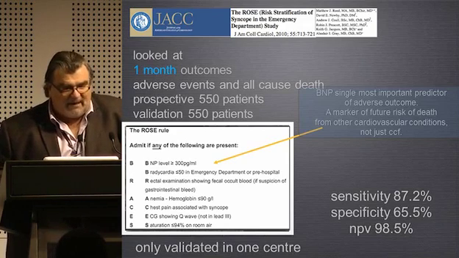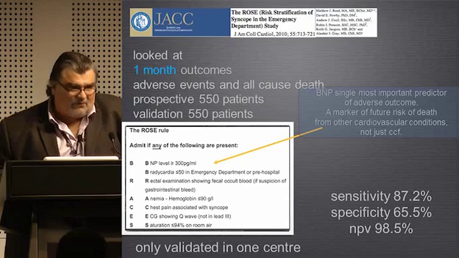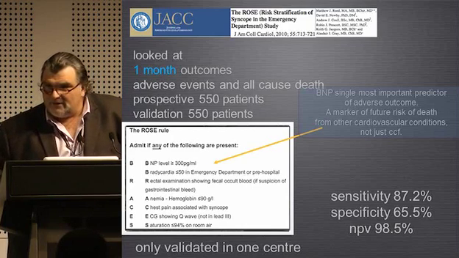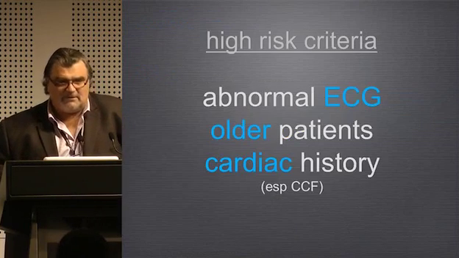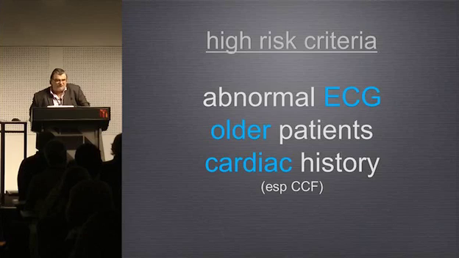If you're pooping blood, it's bad. If you're anemic, it's bad. All these things are common sense, all right? But we're starting to see that the ECG is kind of important. A cardiac history of any sort is important. So these are the high-risk criteria.